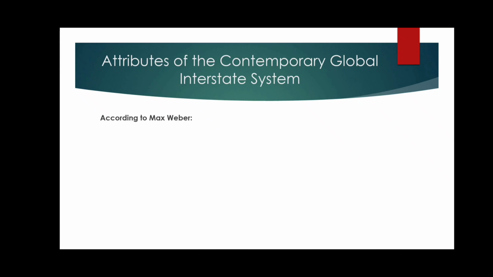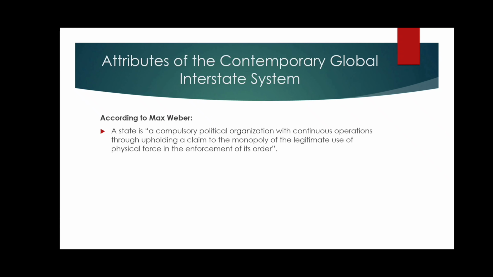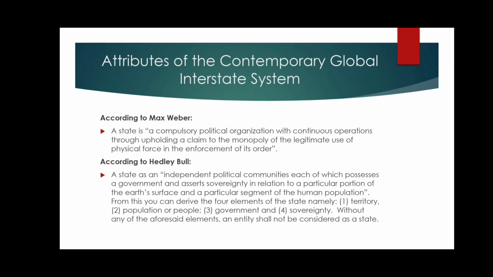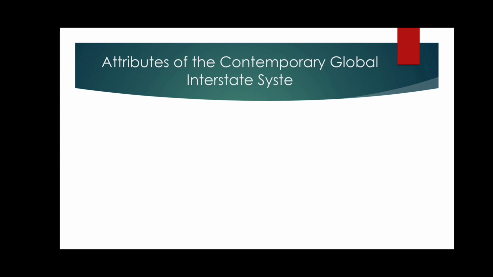According to Max Weber, a state is a compulsory political organization with continuous operations, upholding a claim to the monopoly of legitimate use of physical force in the enforcement of its order. According to Hedley Bull, a state is an independent political community, each of which possesses a government and asserts sovereignty in relation to a particular portion of the Earth's surface and a particular segment of the human population. From this, you can derive the four elements of the state, namely territory, population or people, government, and sovereignty. Without any of these elements, an entity shall not be considered a state.